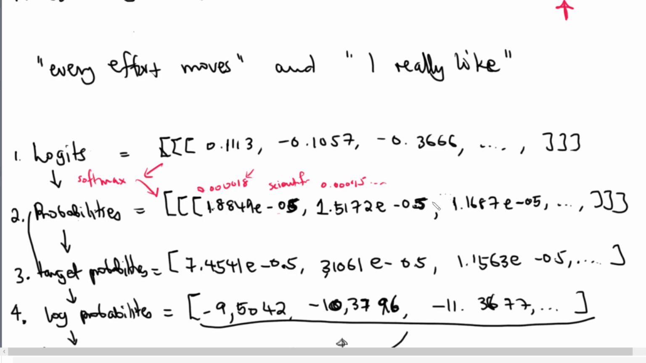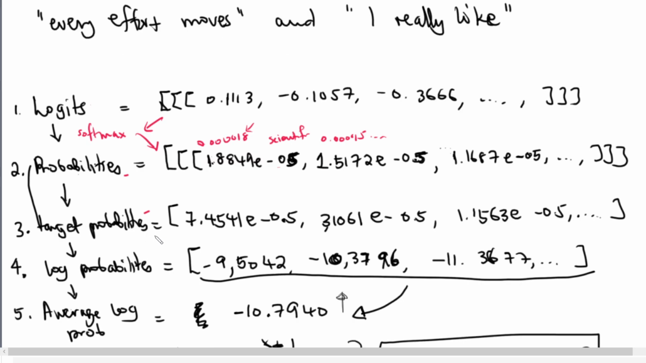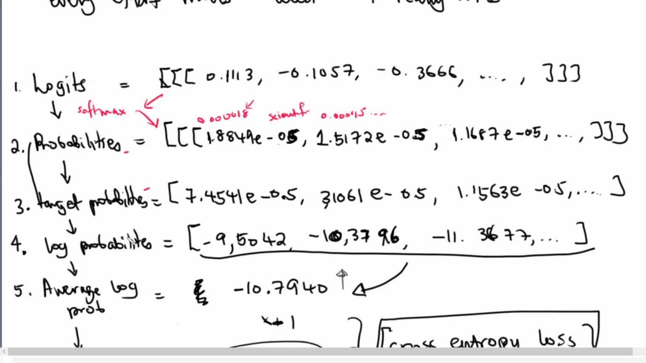Now that we have those as probabilities, we then compare with our target probabilities. We compare our output probabilities and our target probabilities. And we are going to use a logarithm. Here I'm going to skip this part because you can Google why we use logarithms.